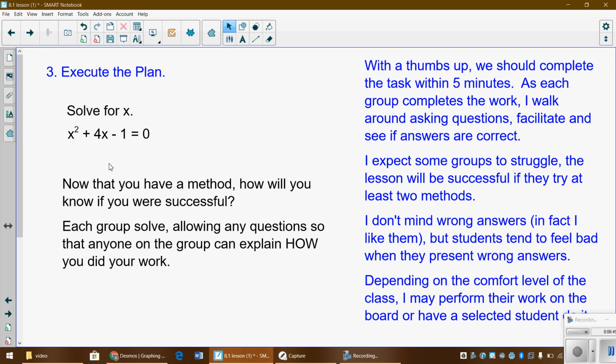And then we're going to execute the plan. So once they've got the methods written out there, if some people were struggling and they need some help, they'll see some other methods that they could adopt. Now that you have a method, how will you know if you were successful? Each group solve, allowing any questions so that anyone in the group can explain how you did your work. Basically, don't let one kid do all the work.